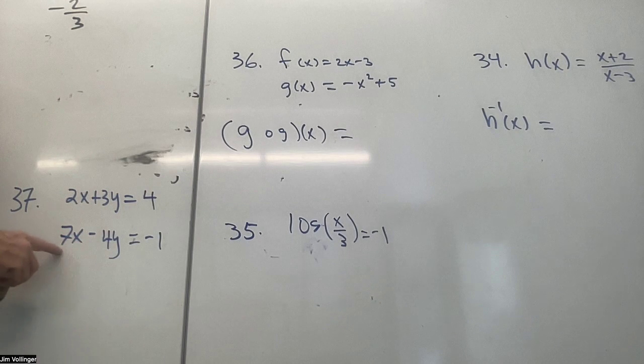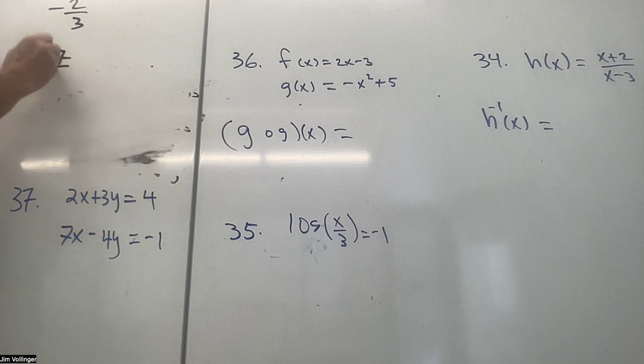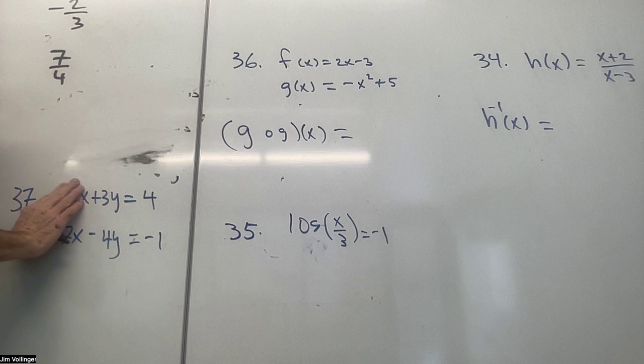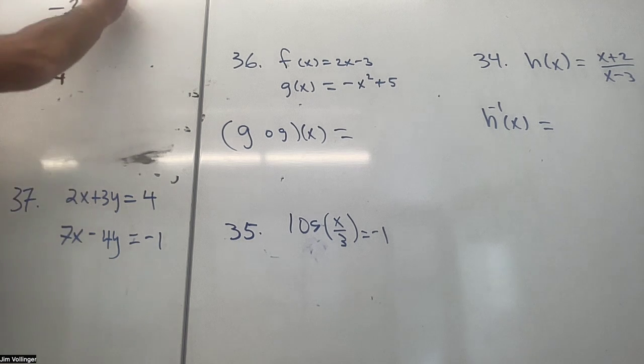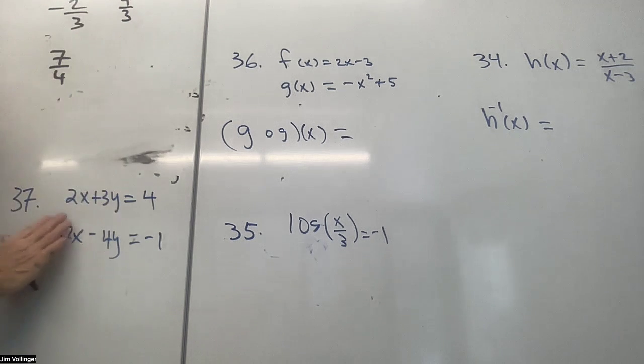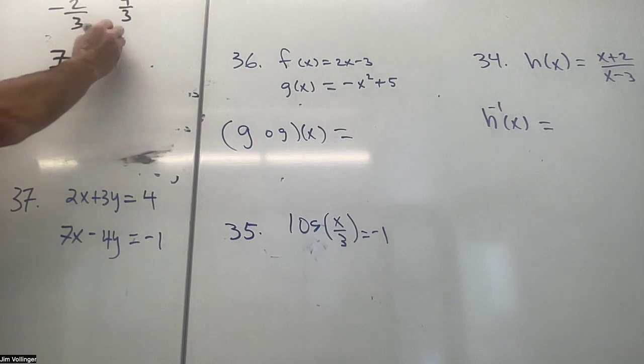The other slope, bring the 4 underneath and change the sign. So I have one function that's going down at 2 to 3, one that's going up at 7 to 4. And if I want to find the y-intercepts, let x equal 0. The y-intercept over here is 4/3. That's the y-intercept for that one. And the y-intercept for this one is positive 1/4.